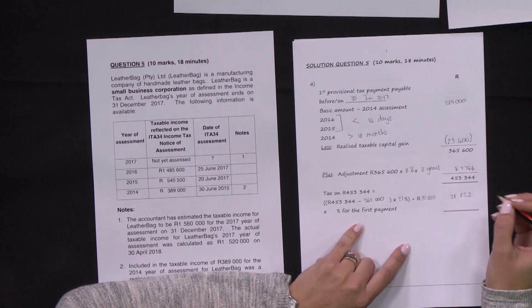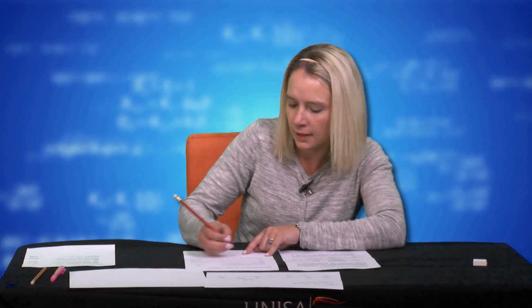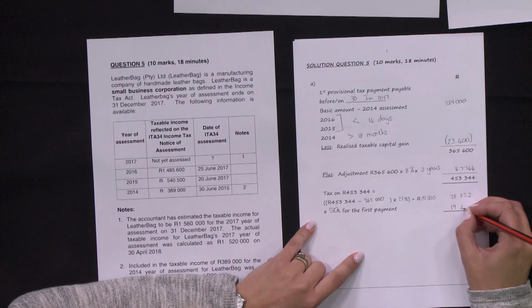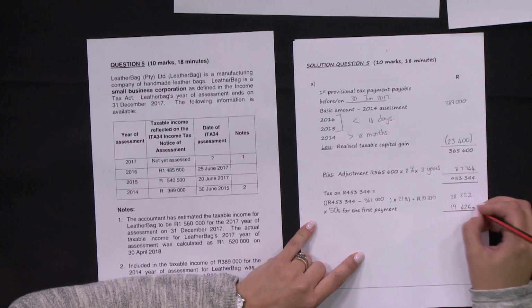38,852. But we're only calculating the tax for the first provisional tax payment, so we need to multiply it by 50%. So we're going to multiply it by 50%, and this gives us an amount of 19,426. And that's the end of the first part, part A. We're now going to look at part B.